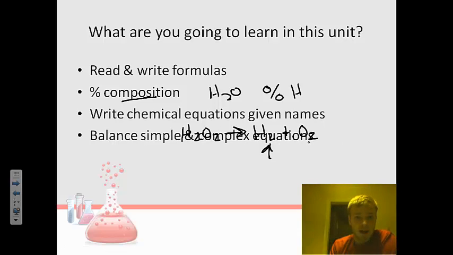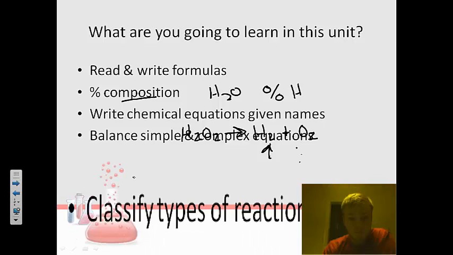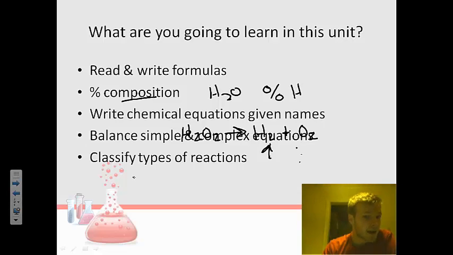You're also going to be able to balance simple and complex equations. So you've probably got a taste of balancing when you were in middle school, but we're going to be doing something kind of like balancing on steroids. Classifying types of reactions. So we're going to do a series of reactions. There'll be a day actually where I'll do some demos and some videos.